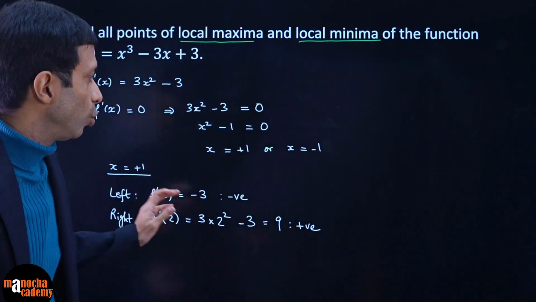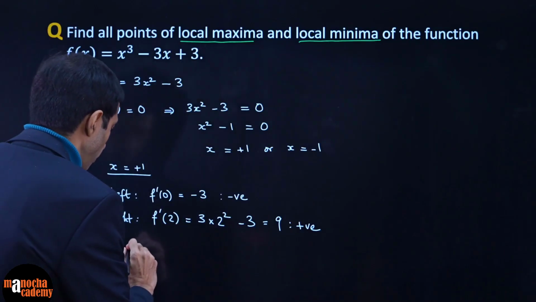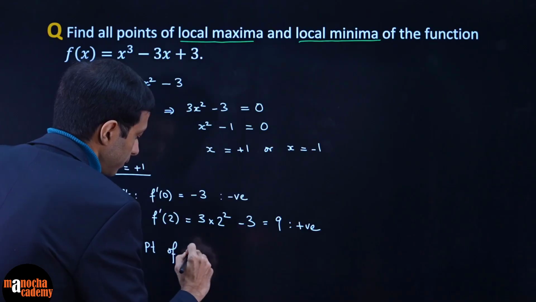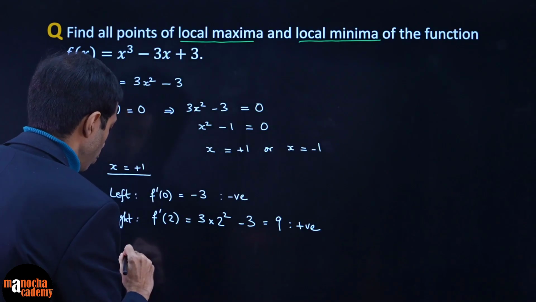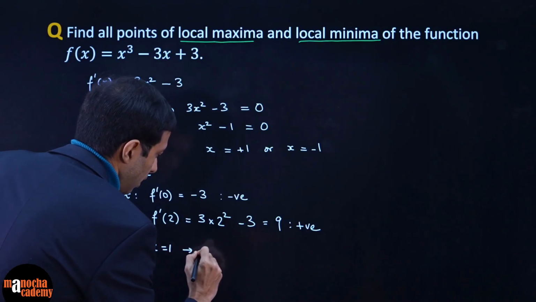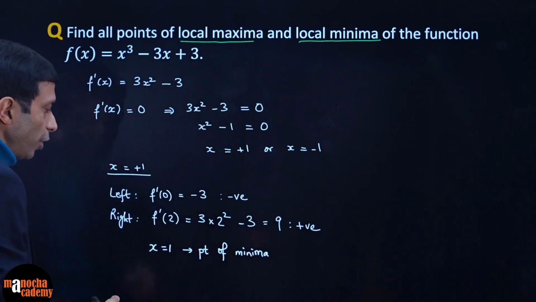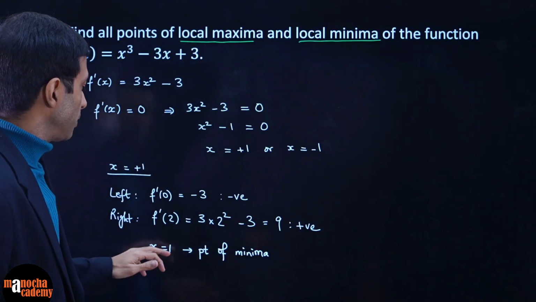So this is exactly how you solve these problems. So simple. To the left and to the right you check, right? And you can clearly see that. So therefore, this is a point of minima, or we can say, x equal to 1 is clearly a point of minima. Correct? And what is the minimum value? Just substitute it.